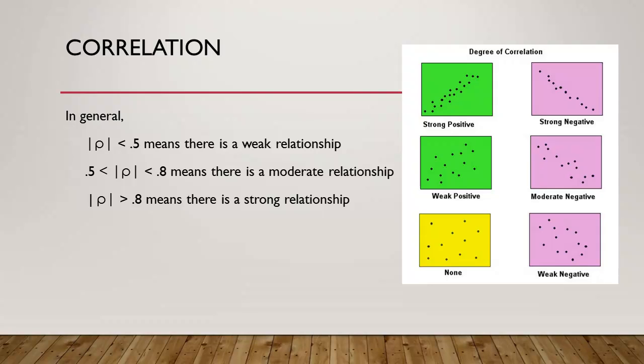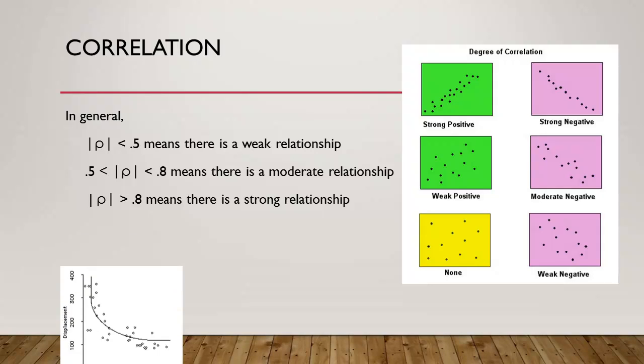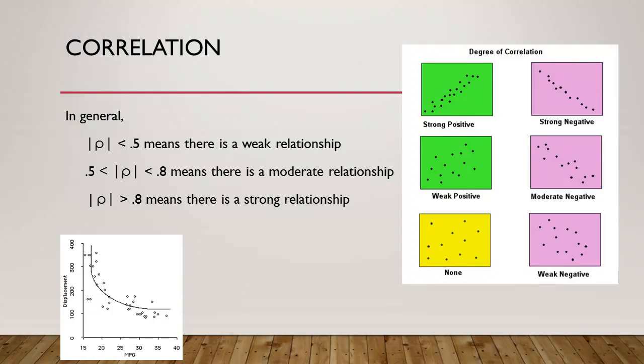A weak positive would be a little more spread out, and a moderate negative, you can kind of see the trend, but it's not as tight as our strong negative. And of course, the none, you really don't see a pattern there at all. Be careful though, because there is a possibility that it isn't linear at all, and in fact fits more a different kind of function. So the only math we've done here is to find out if it is a linear correlation.